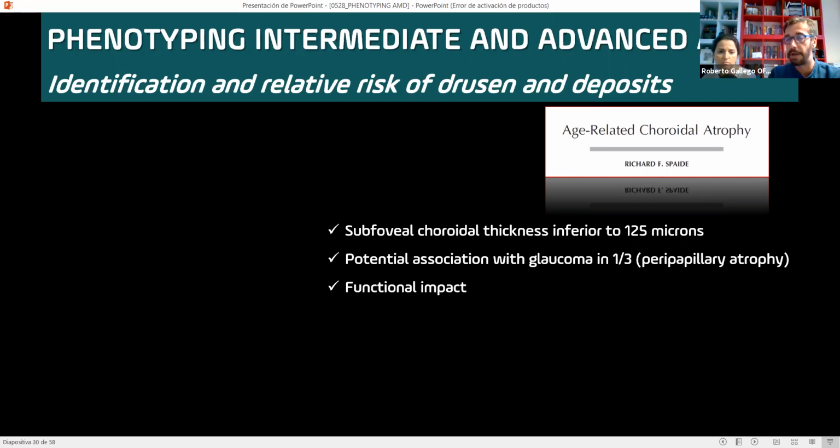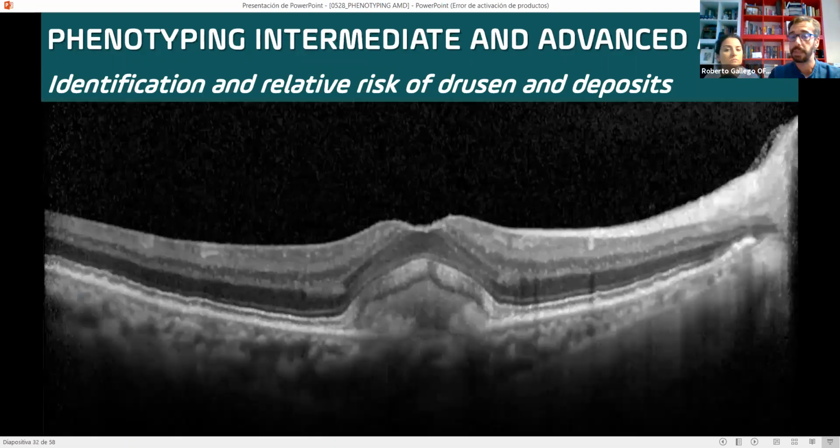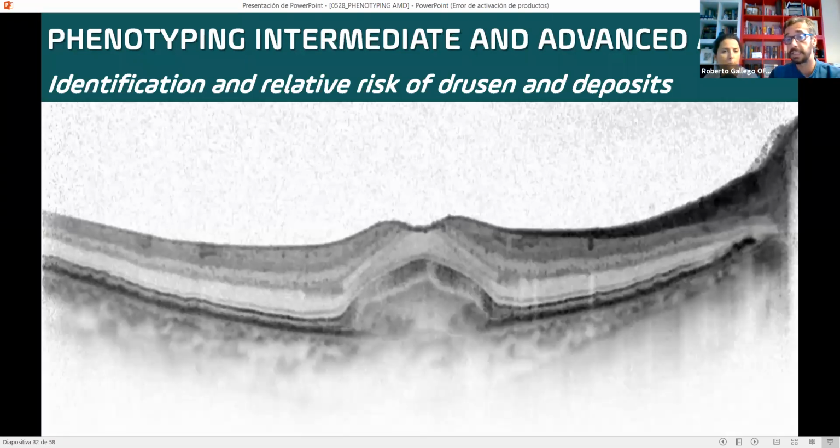But also, please remember to take care of the optic nerve. There is a significant association with normotension glaucoma, up to one third of those cases. So please, when you see age-related choroidal atrophy, perform a peripapillary circular scan to assess the thickness of the retinal nerve fiber layer also. Rosa has mentioned several times these acquired vitelliform lesions. And this is the typical appearance in the structural OCT images, right? Mm-hmm.